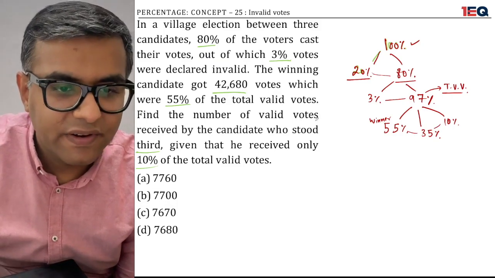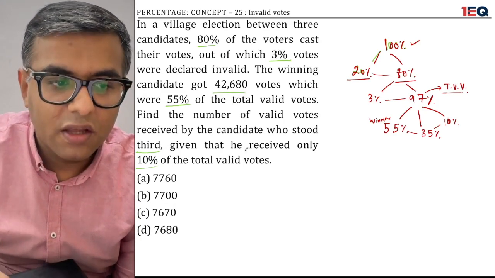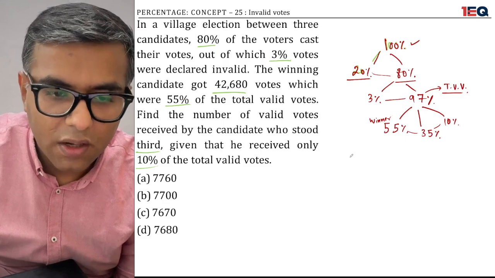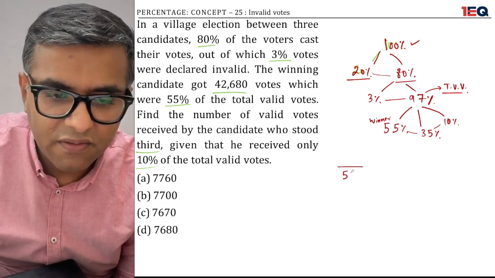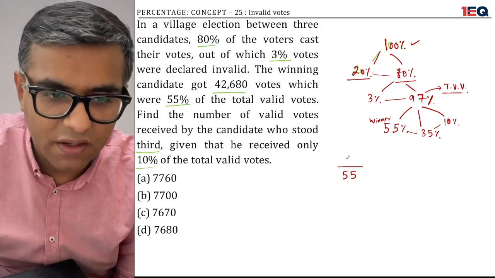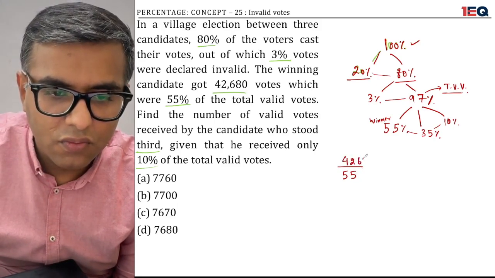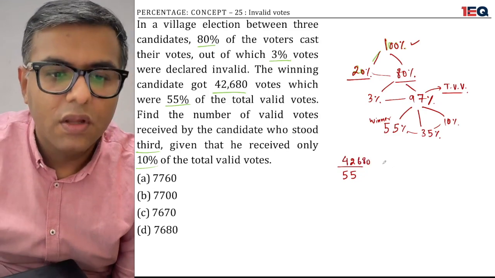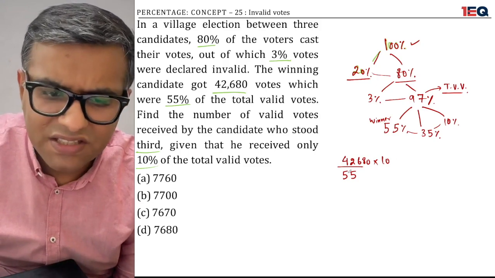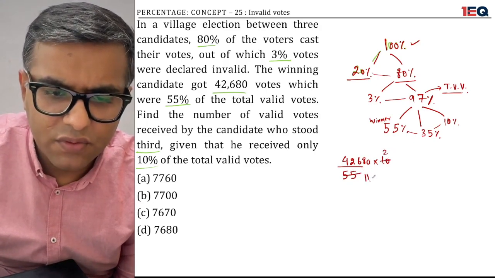So the question here is, find the number of valid votes received by the candidate who stood third, given that he had received only 10% of the valid votes. If the winning candidate received 55% of the valid votes, which is 42680, I need to find out the value of 10% votes here, which is very easy. 5 11s are 55, and 5 2s are 10.